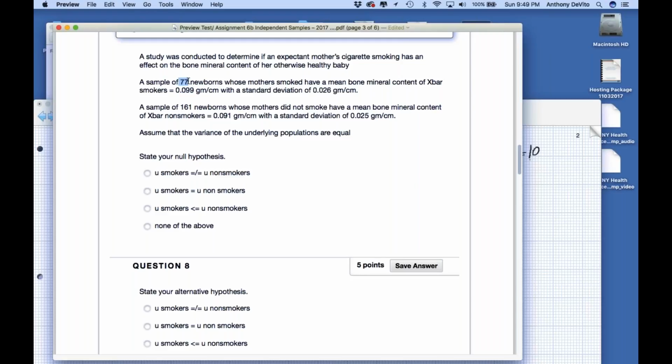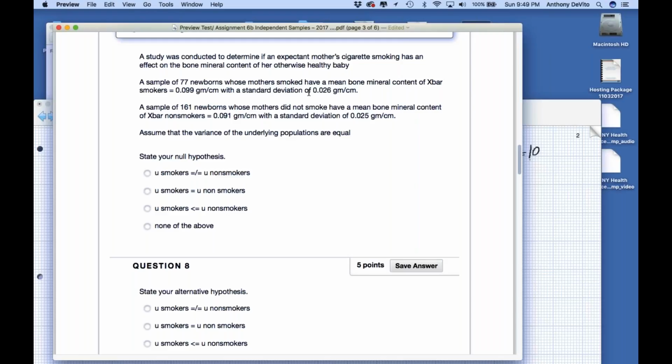So we got a sample size. We have a mean for sample, x bar 1, for smokers, right? And a standard deviation for smokers. Well, now what about non-smokers? We have a sample size of 161 mothers who didn't smoke, and the x bar, or the mean, for that was 0.091, and the standard deviation was 0.025. Assume that the variances in the populations are equal.